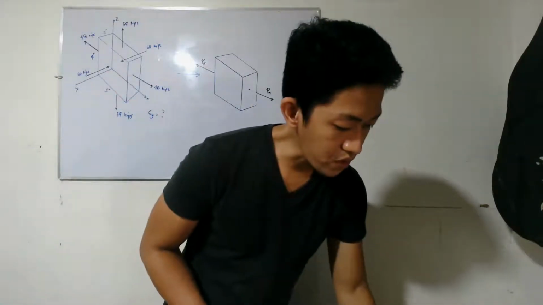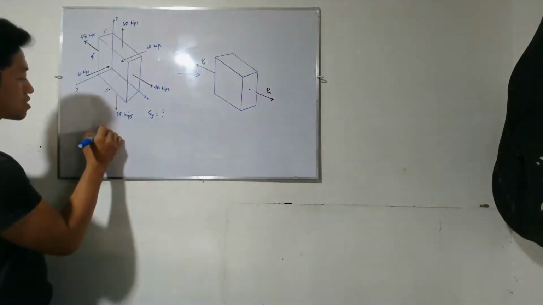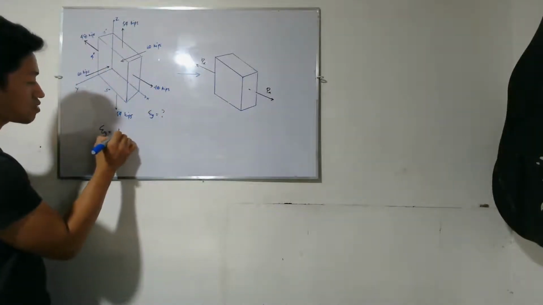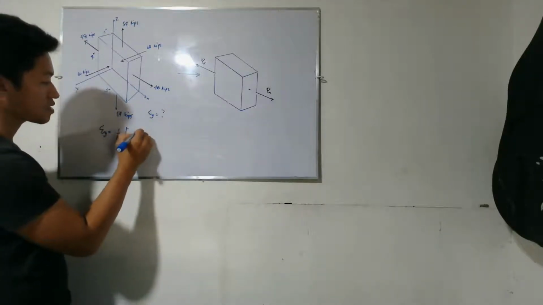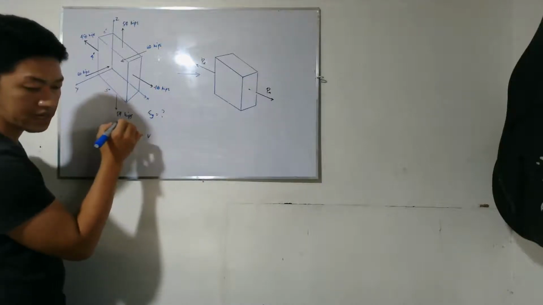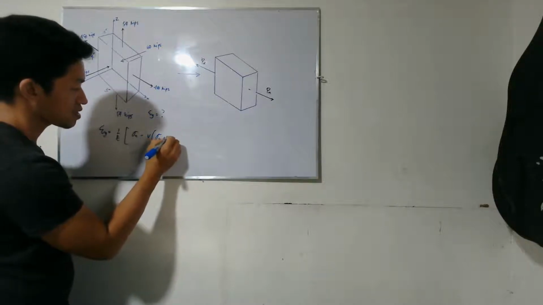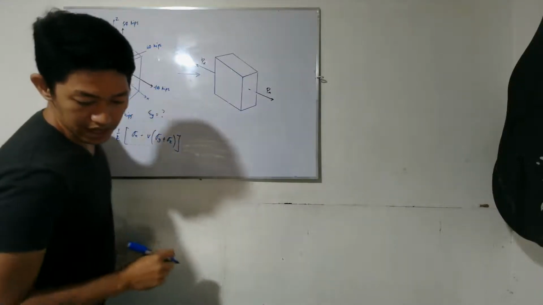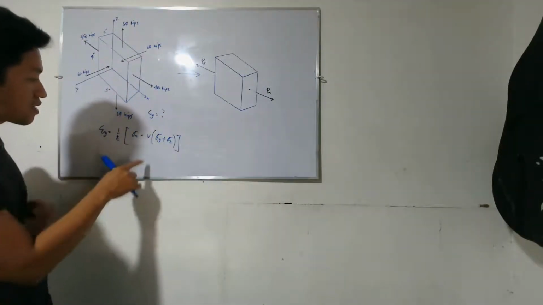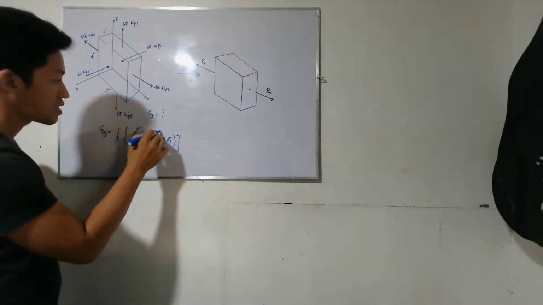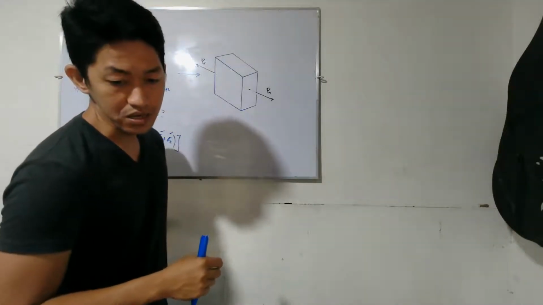Okay, so the equation for triaxial loading is: strain in the Y direction is just 1 over E times sigma Y minus V times sigma X plus sigma Z. Right? So we first need to get the stresses along the X, Y, and Z directions.